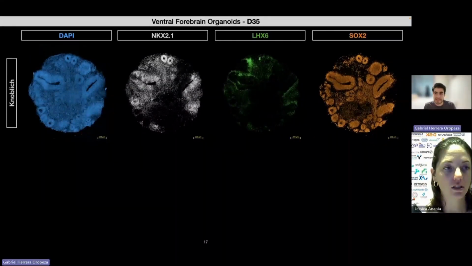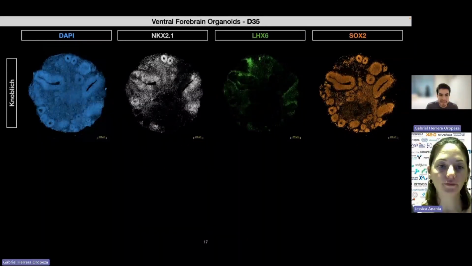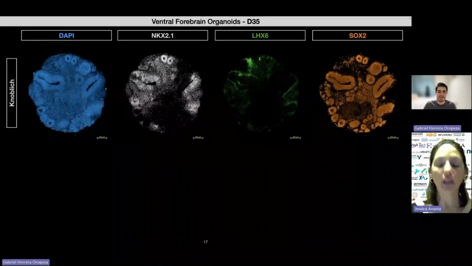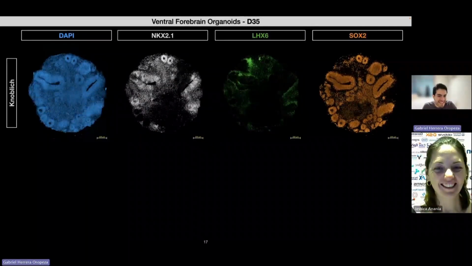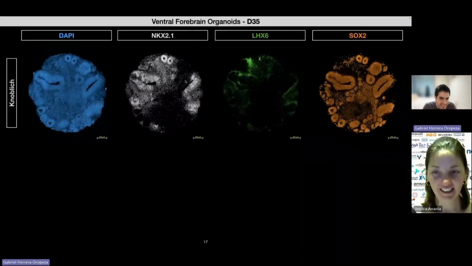Actually, that's what you would like to have, double positive, NKX2.1 and SOX2 positive. Because that would mean that those are progenitors that are properly patterned towards a ventral identity. You do have a lot of those, it looks like. Yeah. And you can see that there's some parts of the ventricles that are not NKX2.1 positive.